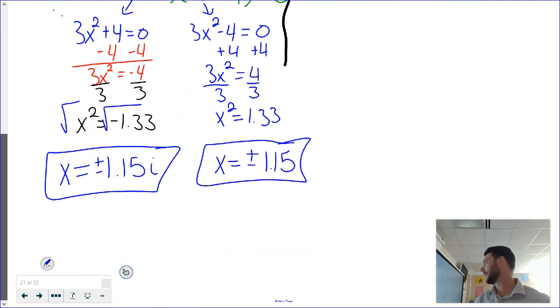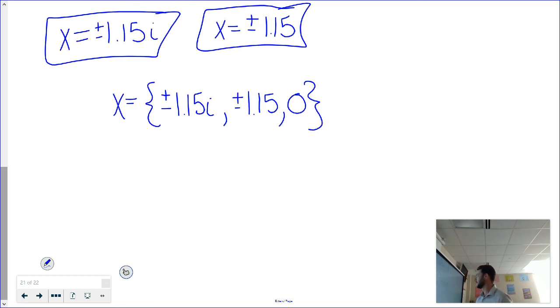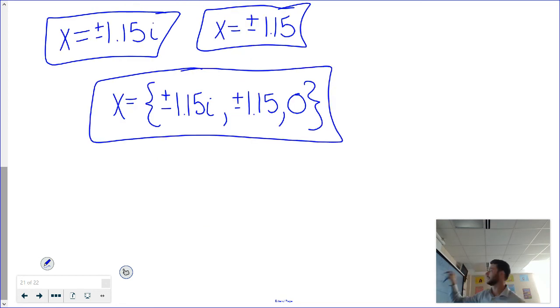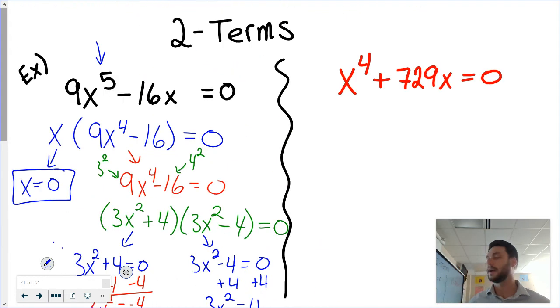So we would write our final answer as x equals 0, plus or minus 1.15i, plus or minus 1.15 without the i. This would be our 5 answers. This is 5 total answers because of that: 2, 2, and 1 for a total of 5. So that is something you might see with the difference in perfect squares. That's what happens when we see two terms.